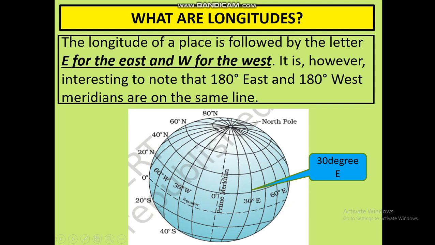The longitude of a place is followed by the letter E or W. E for east. If the longitude is on the eastern side, then we will write 30 degree, 20 degree, whatsoever, plus E. If the longitude lies on the western side, then we will write W. It will make anybody aware that the pointed country lies in the western hemisphere, western side.